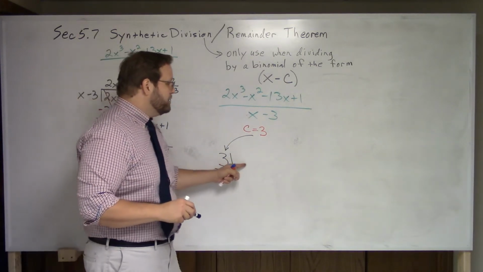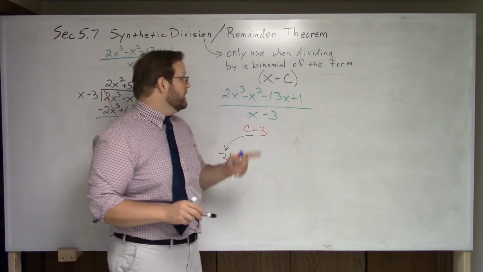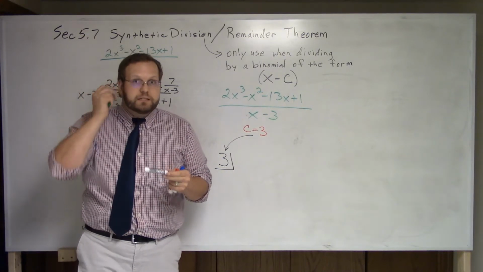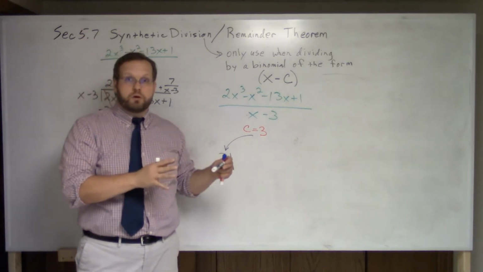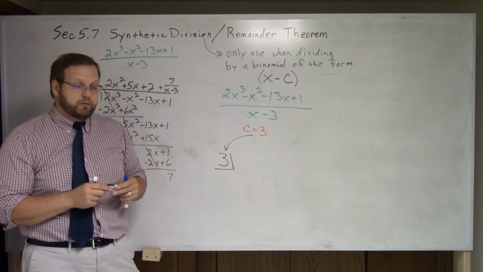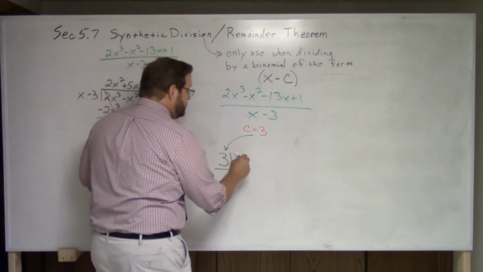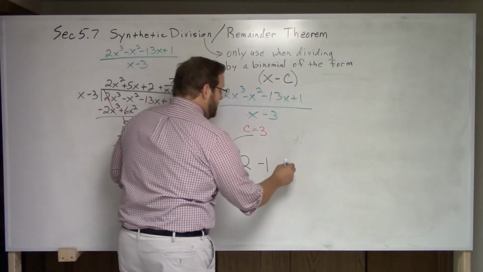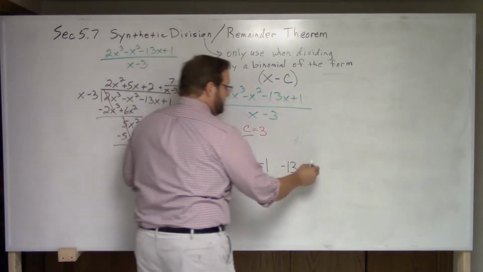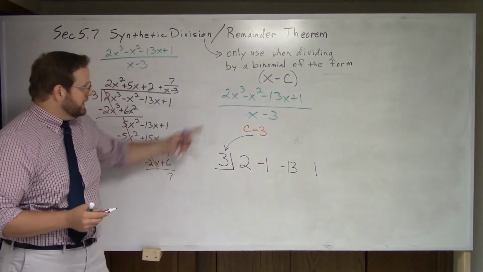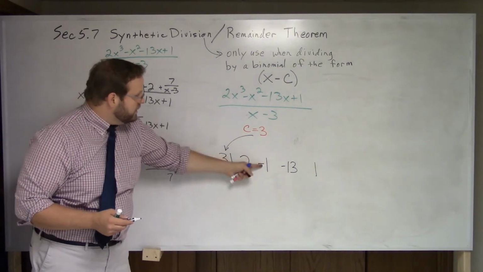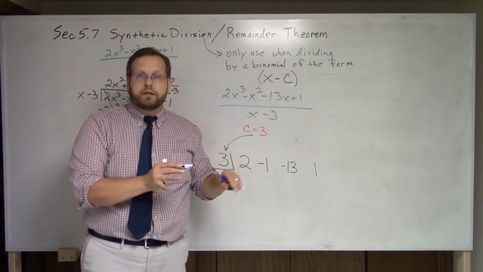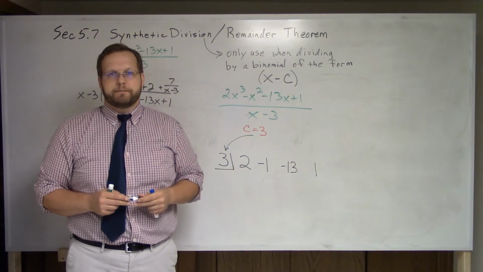After that, I'm going to list the coefficients of this polynomial that we had as our dividend. Now, those coefficients need to be written in that descending order, just like we had with long division. Okay, so I had a 2x cubed, a negative 1x squared, a negative 13x, and then a positive 1. Again, all I did was 2, negative 1, negative 13, positive 1. Notice what I'm ignoring? I'm ignoring all those variables.